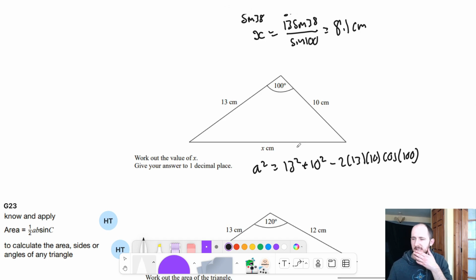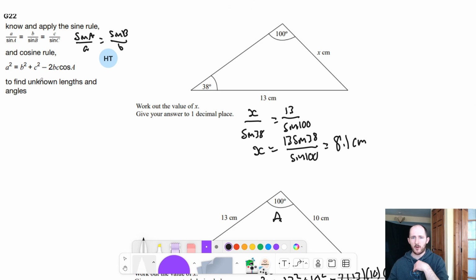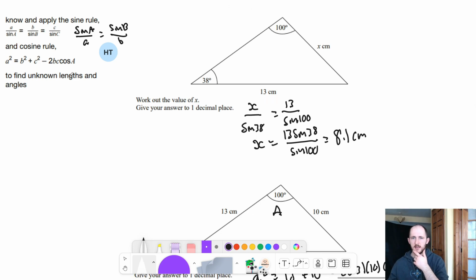Okay, so again, what I would do, and this is my personal preference, is whatever angle I have or want to work out, I call it A. The reason for this is that there are some schools and some things on the internet that will say you have to memorize 3 different cosine rules. One if you want to work out A, one if you want to work out B, one if you want to work out C. You don't. That's a load of nonsense.